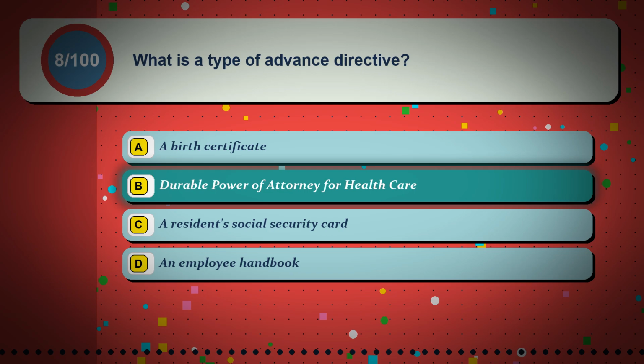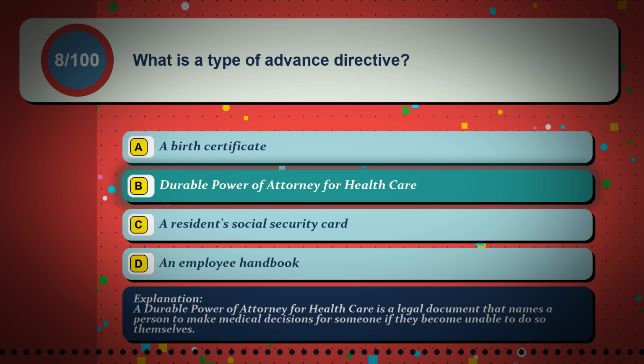The correct answer is option B. Durable power of attorney for healthcare. A durable power of attorney for healthcare is a legal document that names a person to make medical decisions for someone if they become unable to do so themselves.